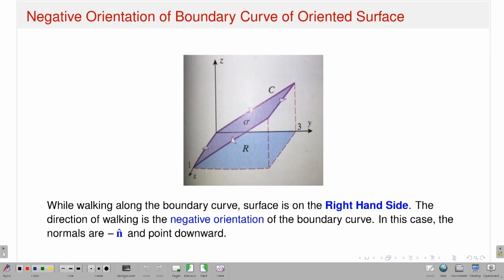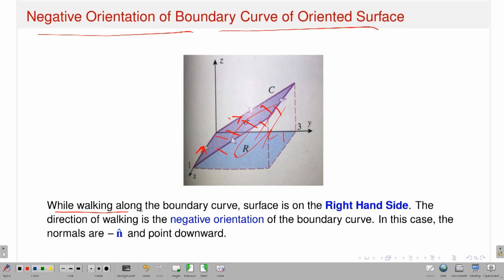Okay, this is another one. This is the negative orientation of the boundary curve of the oriented surface. Look, this is the oriented surface, and now I have given the directions. Suppose this is my surface. Now if I go in this direction, you see I have my surface on the right hand side. So of course this is actually the negative orientation of the boundary curve. That is exactly what I have written.